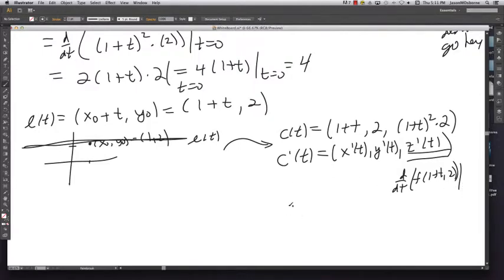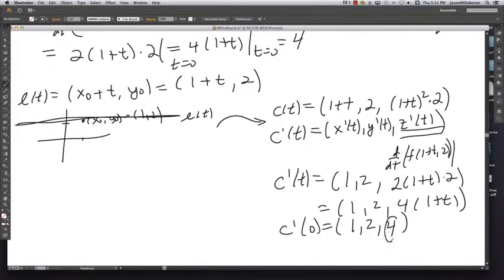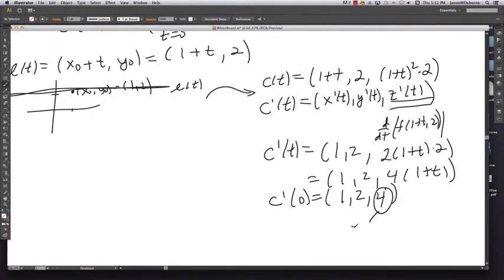So just do the c prime of t. Let's finish c prime of t. That would give you 1 comma 2 comma 2 times 1 plus t times 2. Okay, that gives you 1 comma 2 comma 4 times 1 plus t. Look familiar? That's what we got back here. Then you evaluate c prime of 0. That's 1 comma 2 comma 4. My claim is that, again, this number right here was your partial derivative of f with respect to x, evaluated at x naught, y naught, which was 1, 2.